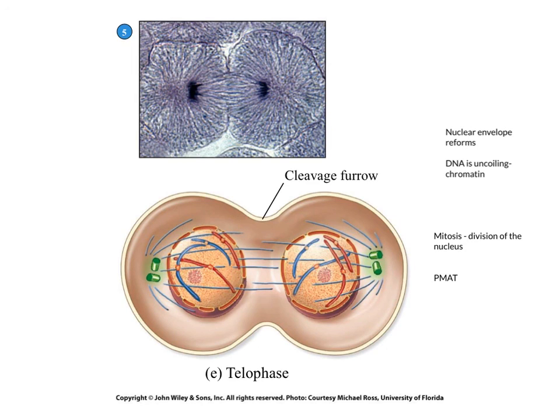So if we don't have the final division, then we would have a binucleate cell, which means a cell with two nuclei, which is not what we want, okay? So mitosis ends only in the division of the nucleus. We have not completed dividing the entire cell itself. And so in order for that to happen, we need something called cytokinesis. And cytokinesis is the very last step.